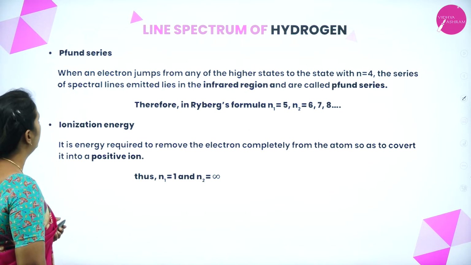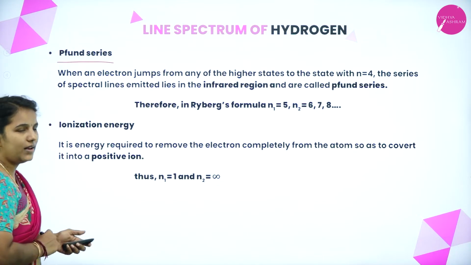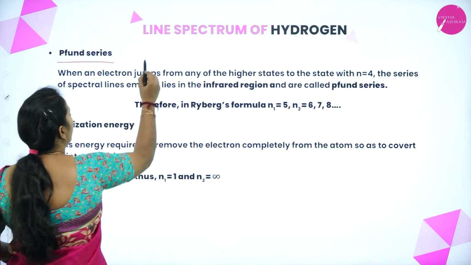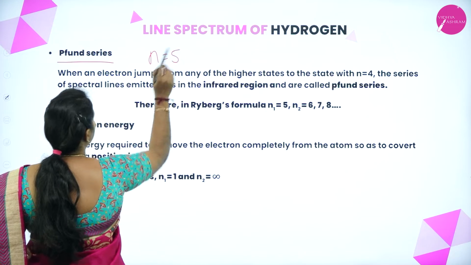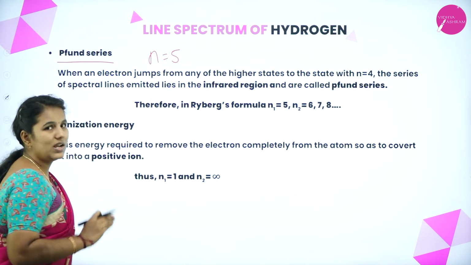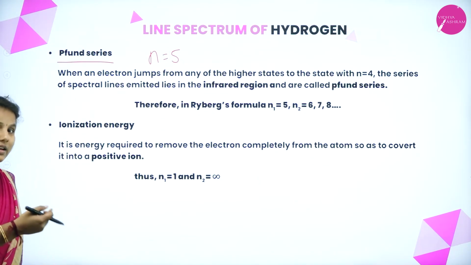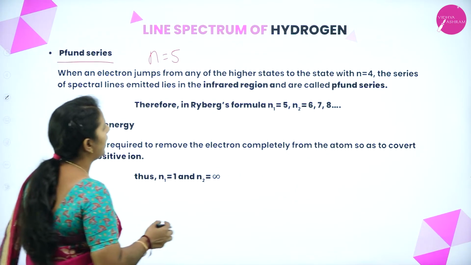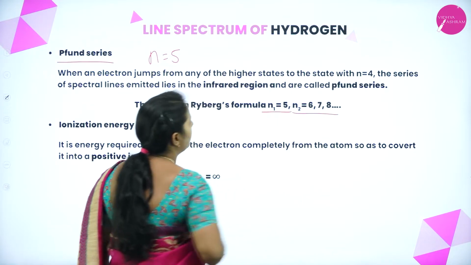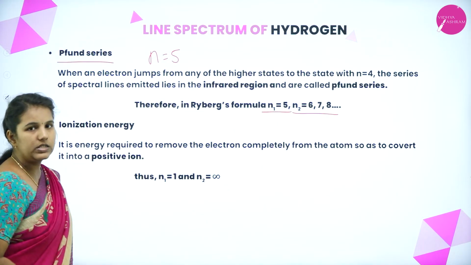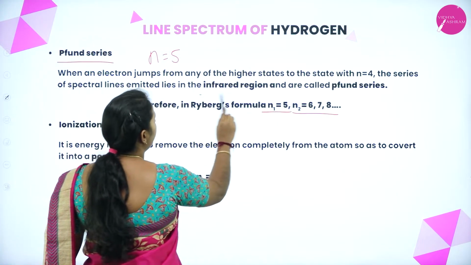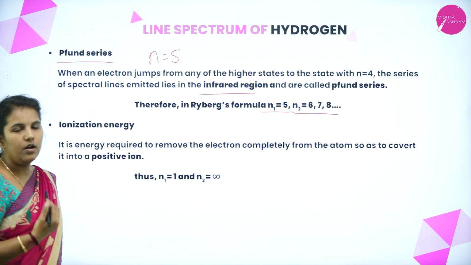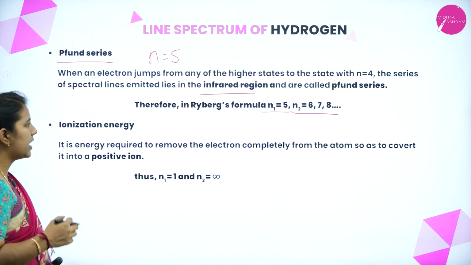Next we'll move on to the Pfund series. Here the electron is present at n is equal to 5. When the electron receives energy, it directly shifts to the 6th state. So n1 is equal to 5 and n2 may be 6, 7, 8, and it also falls in the infrared region. Hence it is known as the Pfund series, where P is silent.